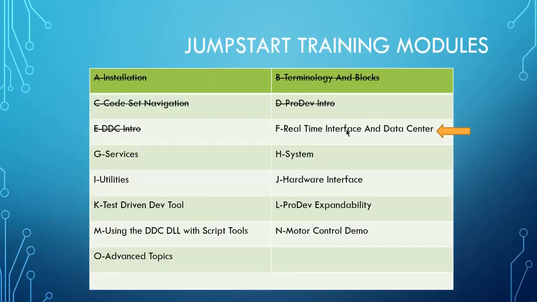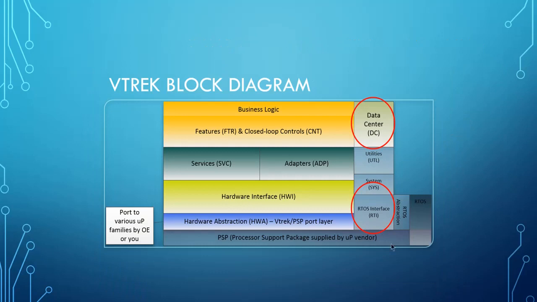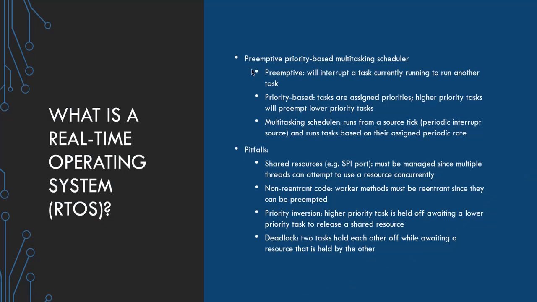This chapter is about the real-time interface and data center blocks. So from the block diagram, this is the RTI. It rides on top of an abstraction layer that abstracts the RTOS, and here's the data center. We're not going to get too deep into theory in this part. That comes later in an advanced training series. But we do need to know a little bit about what an RTOS is and what it does.